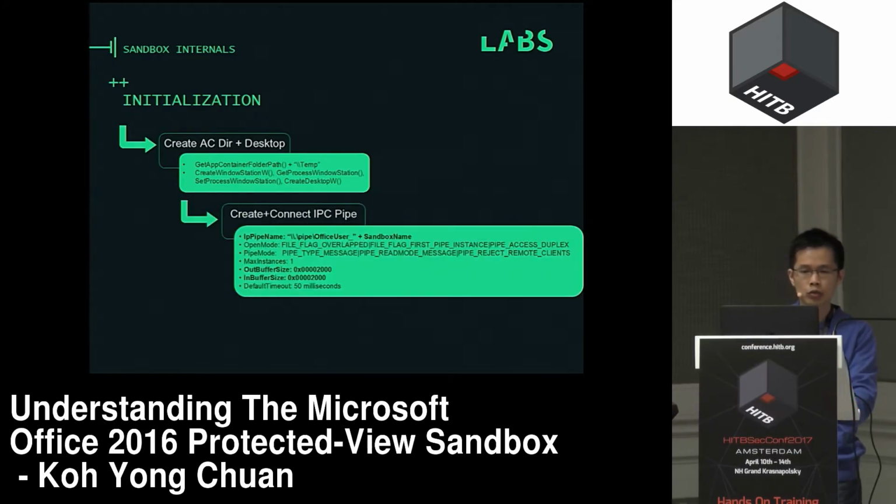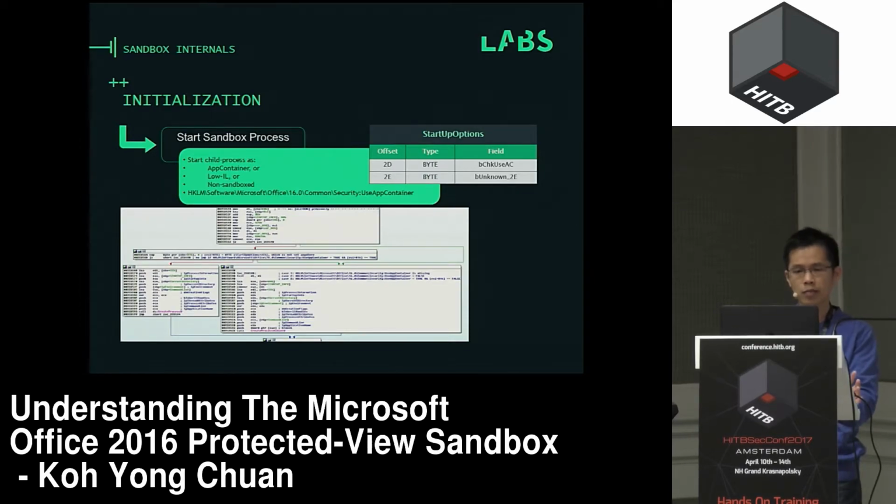And next, the broker creates and connects to the IPC pipe. The pipe is created with the sandbox name as a substring, which in turn contains the sandbox ID. So in this sense, it makes the pipe name unique. The next thing to note is that the buffer sizes are limited to 2000 hex, which correlates to the maximum size of one IPC message.